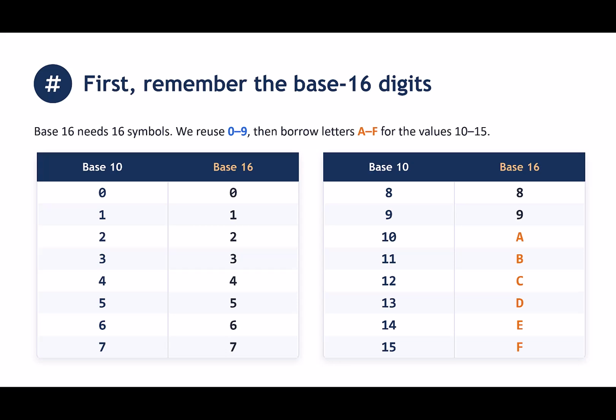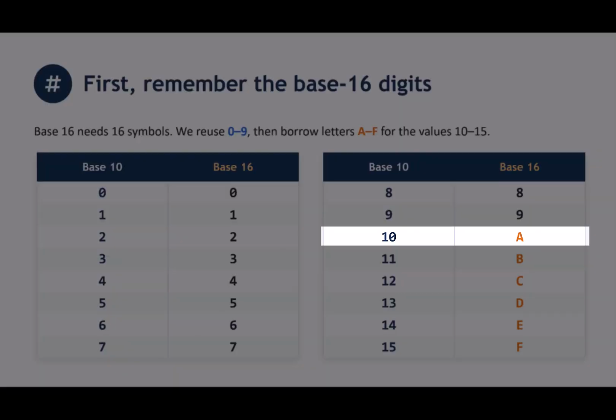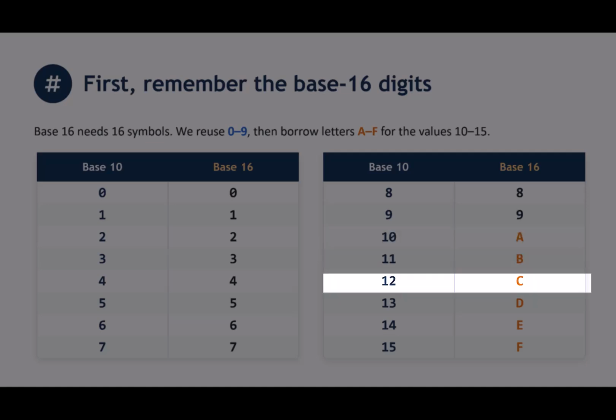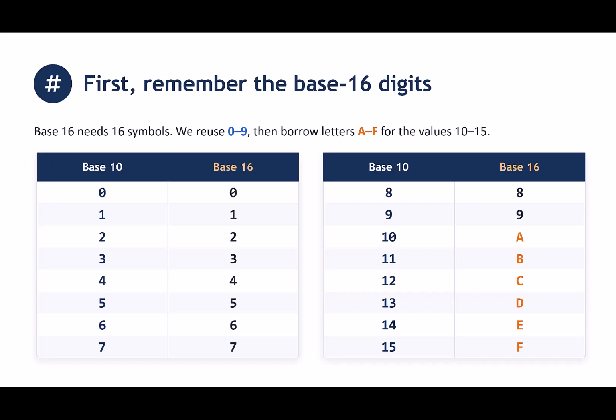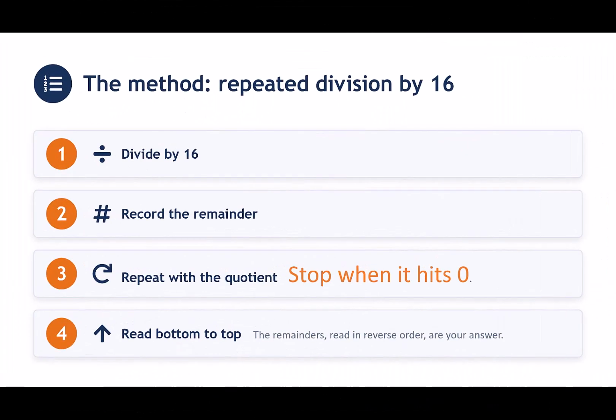Remember, base 16 has 16 symbols starting with 0 and going through 9. Once we hit 9, we have to go from numbers over to letters to make sure we stay with single digits. Our symbols for the numbers 10 through 15 will be the letters A through F. A will be 10, B is 11, C is 12, D is 13, E is 14, and F is 15. Make sure you have those written down so you don't have to think through them every time you want to do the conversion.